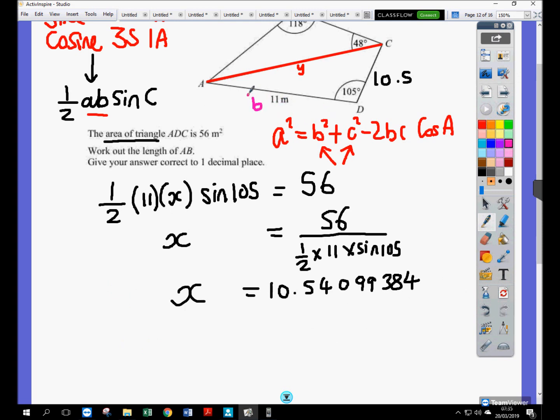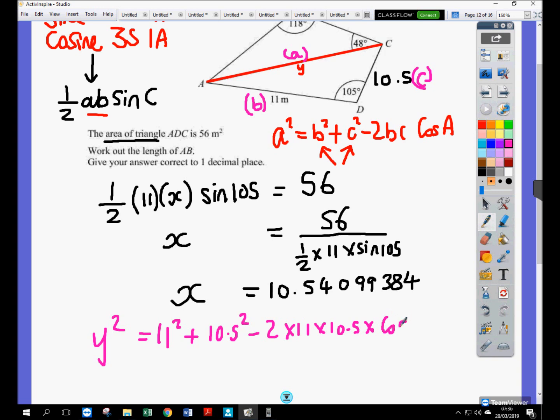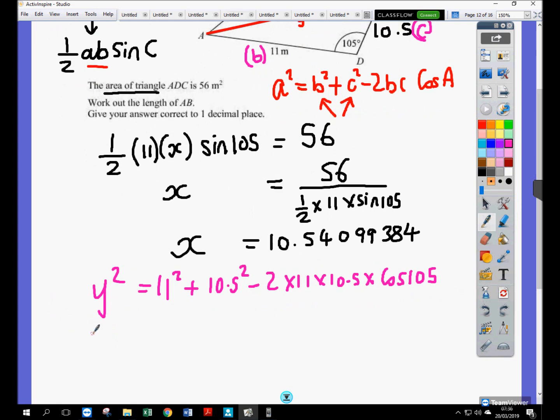So we have two sides either side of the angle, sandwiching the angle: B and C. That means this one is A. So for this question, I have y squared equals 11 squared plus 10.5 squared, but I'm going to use the full display, minus 2 times 11 times 10.5 times cos of 105. It's very important you label this y squared, because it's not y, it's y squared.